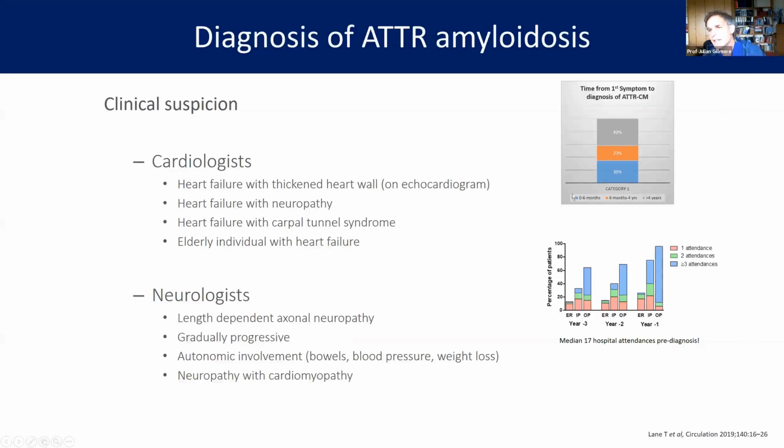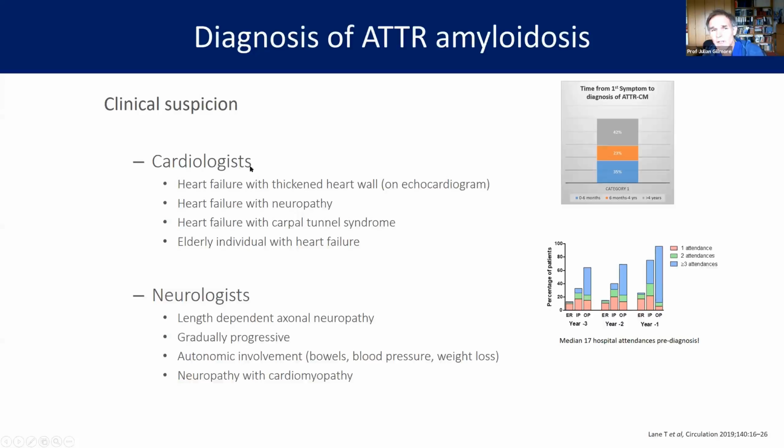This is data from a study that we conducted some years ago, these two panels on the right. Pretty depressingly, they show that 42% of patients with cardiac ATTR amyloidosis were diagnosed after 4 years of having symptoms. And the average number of hospital attendances in patients before they were diagnosed with ATTR amyloidosis in their hearts was 17, as you can see there. So that shows you that clinicians, even when patients attend hospital and see cardiologists, some years ago anyway, were not thinking of amyloidosis as a likely diagnosis.